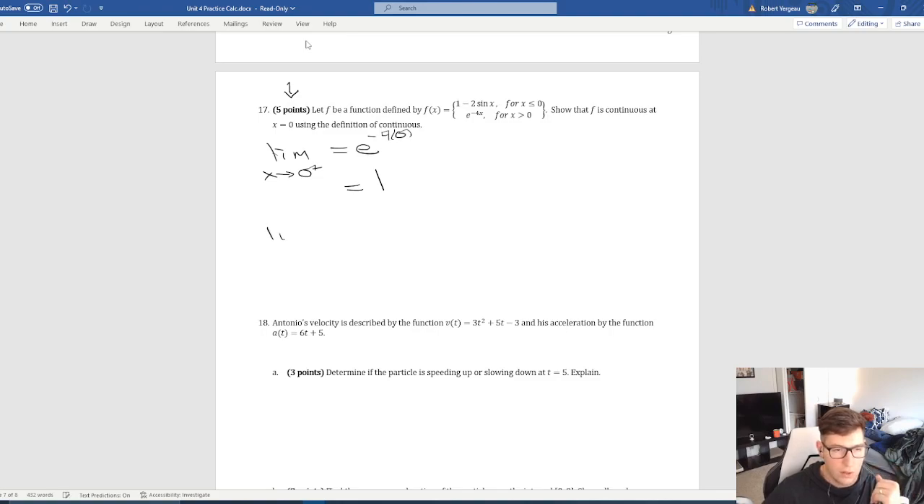Okay, let's take a look at the limit as x approaches 0 from the left. That's going to be less than 0. Per this function, we're going to be using 1 minus 2 times the sine of 0. Now, if you don't remember the sine of 0 off the top of your head, use your calculator. However, I hope that we do, because the sine of 0 is just 0. 0 times 2 is 0. So we're really looking at 1 minus 0, which is 1.